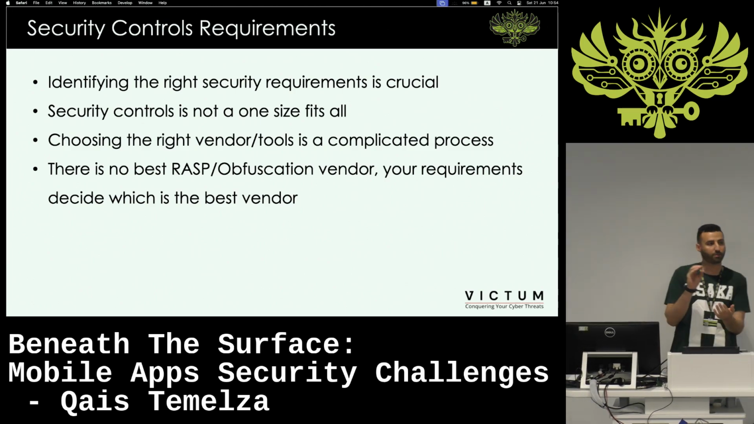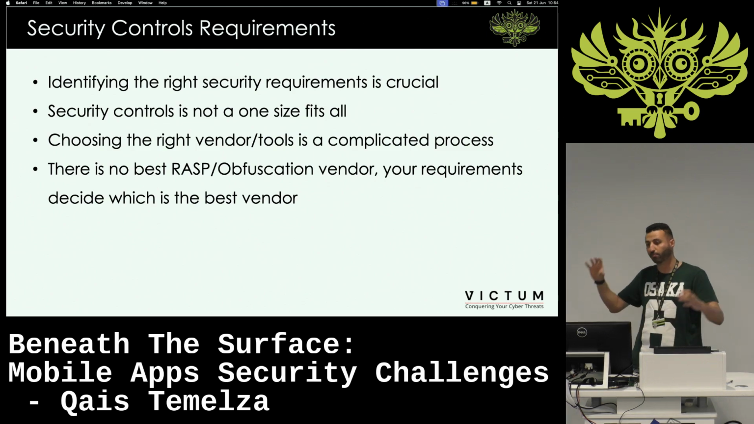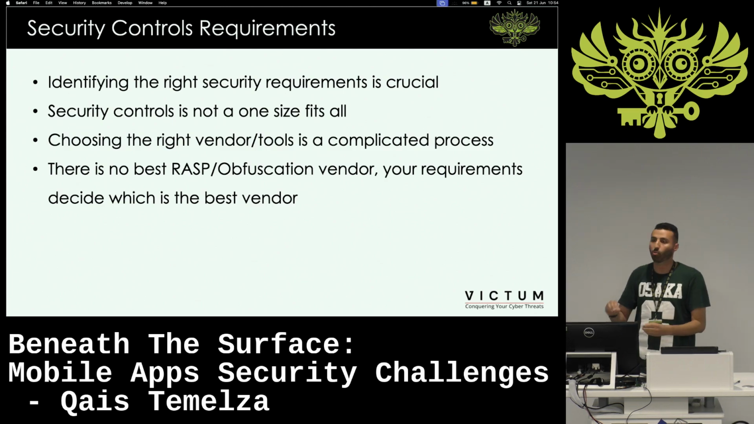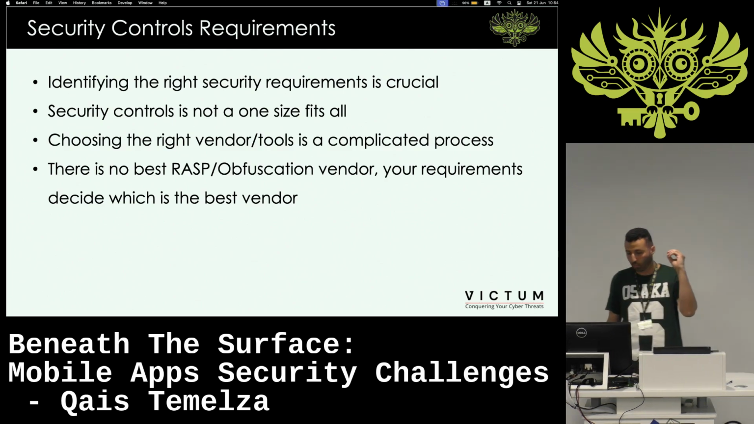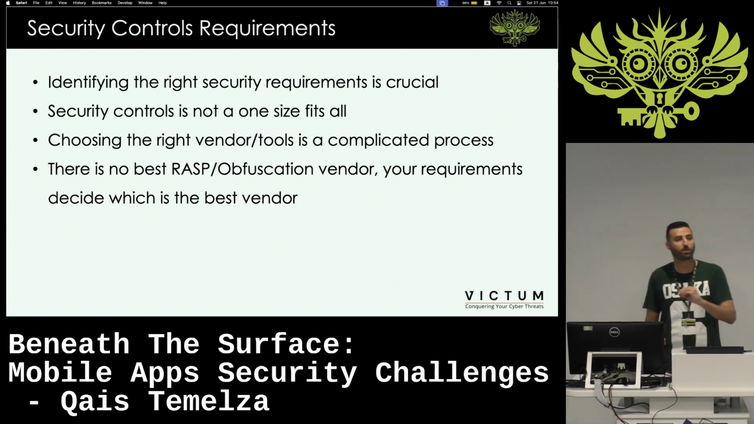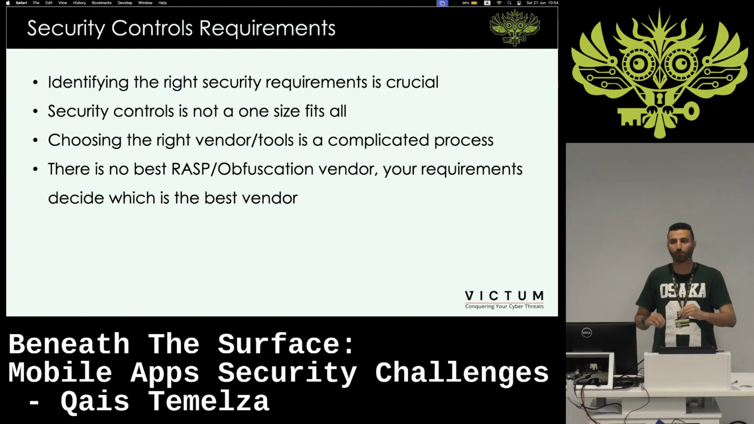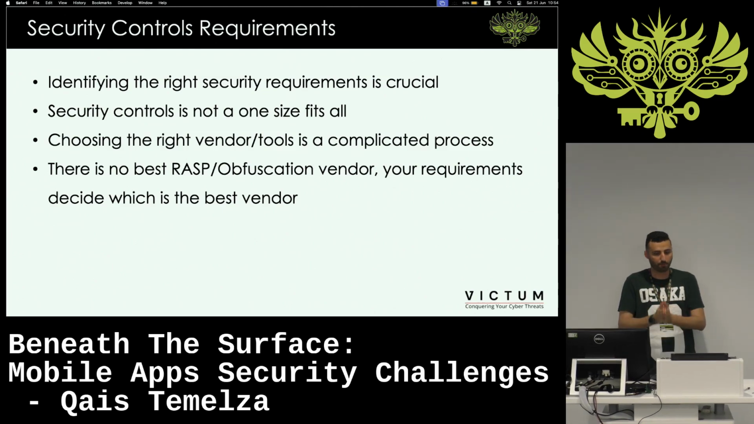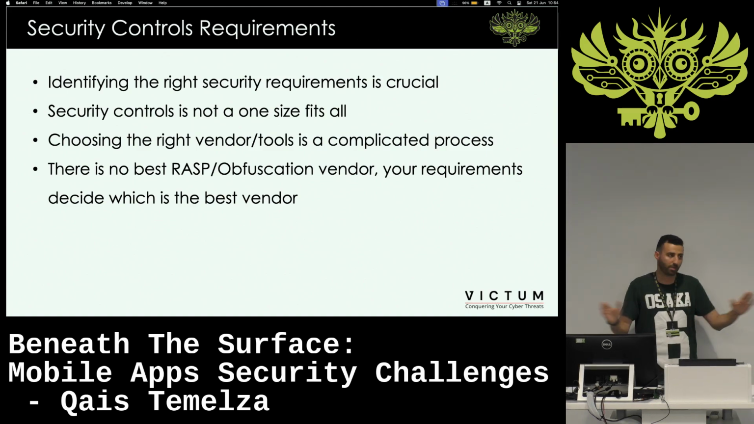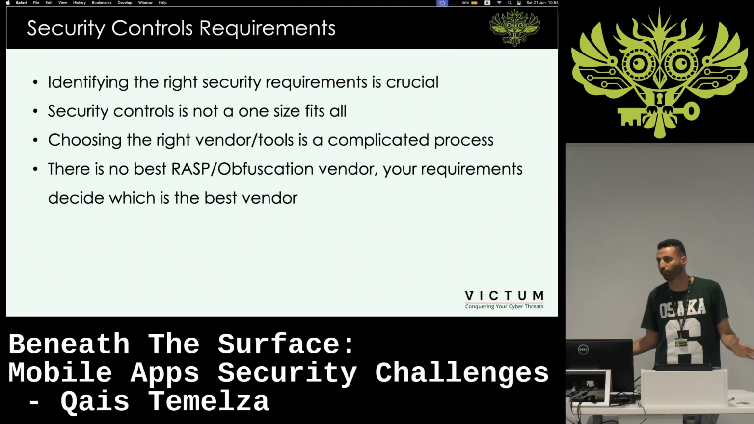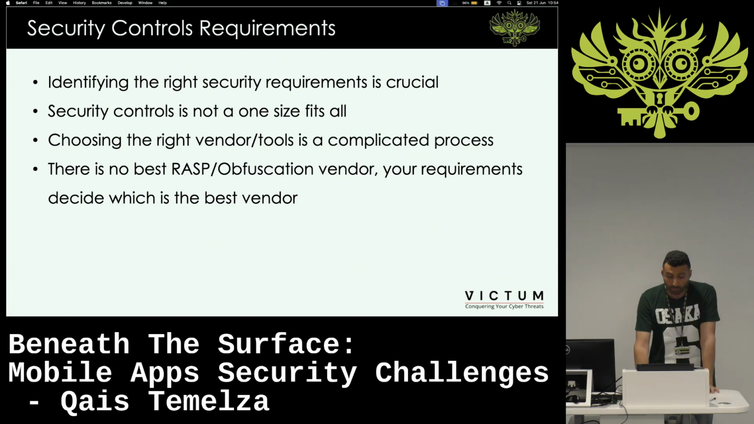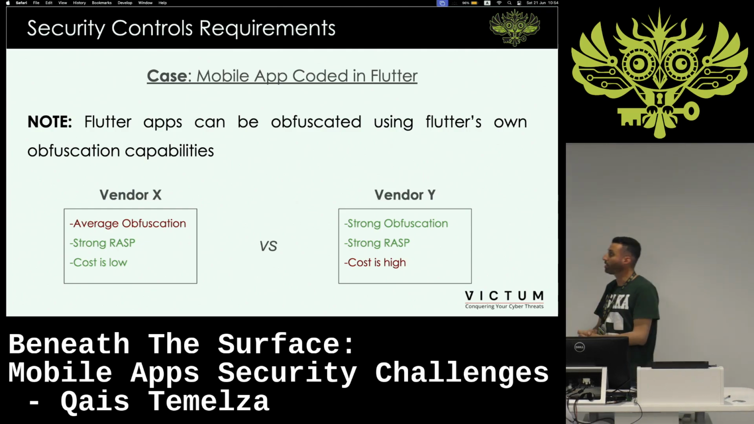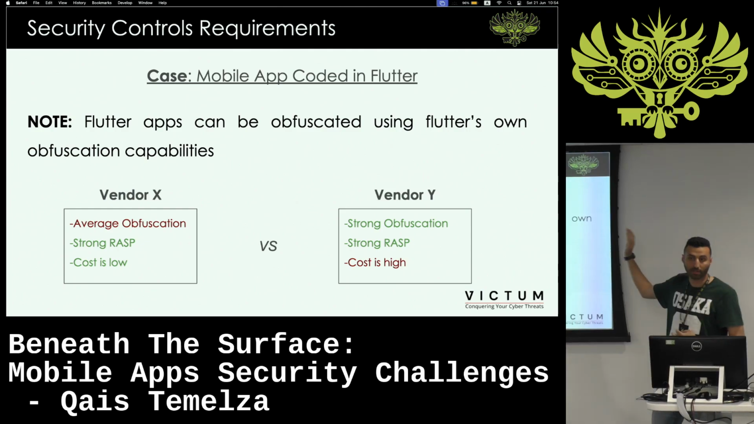So you need to really have a deep understanding of your app from a security perspective and from a development perspective: what's inside the app, what we really need to protect, and what actual security controls we need to build into the app in order to provide the best security possible. Without that deep information about your app, you won't end up choosing the right vendor or the right tool. And just to give an example of what happens here, let's pick a mobile app coded in Flutter, right?